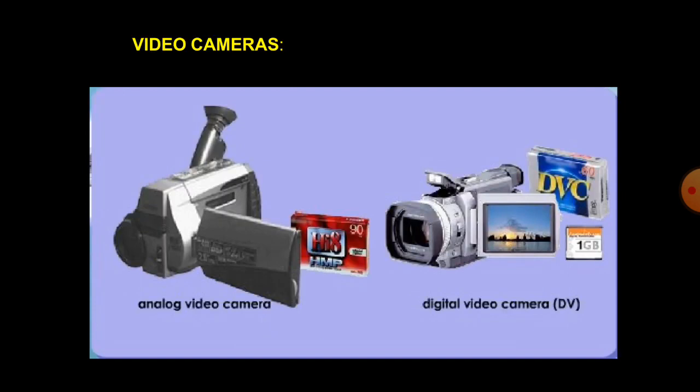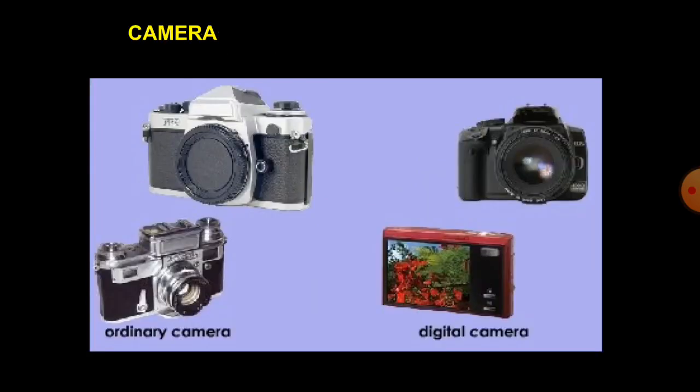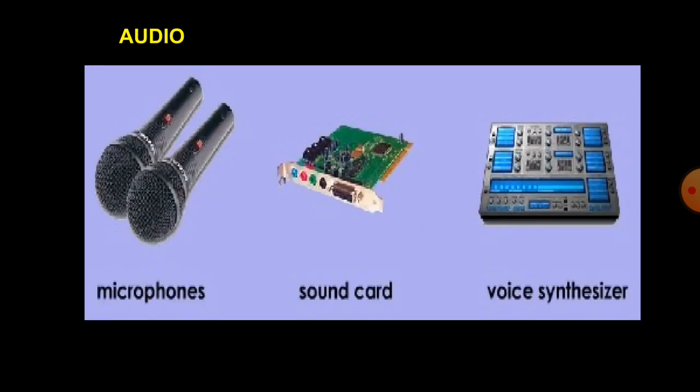And next, these are the different video cameras we are having. So analog video camera, and next is the digital video camera, DV. We can also call it a DV, digital video camera. And next is the cameras. So here is the ordinary camera and we are having a digital camera. These are the different cameras we are having.